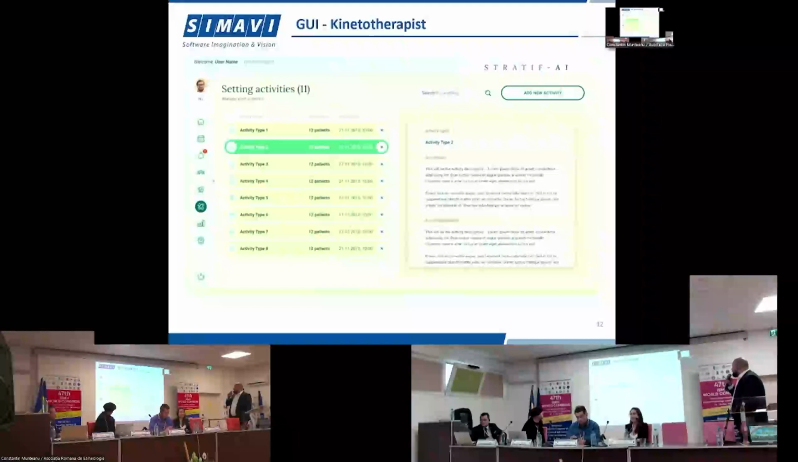And this is how you can set up activities. In the interface, you can just click on add a new activity, and then you'll have it. You can name it, you can add a description, a recommendation, and it will show up in a panel.